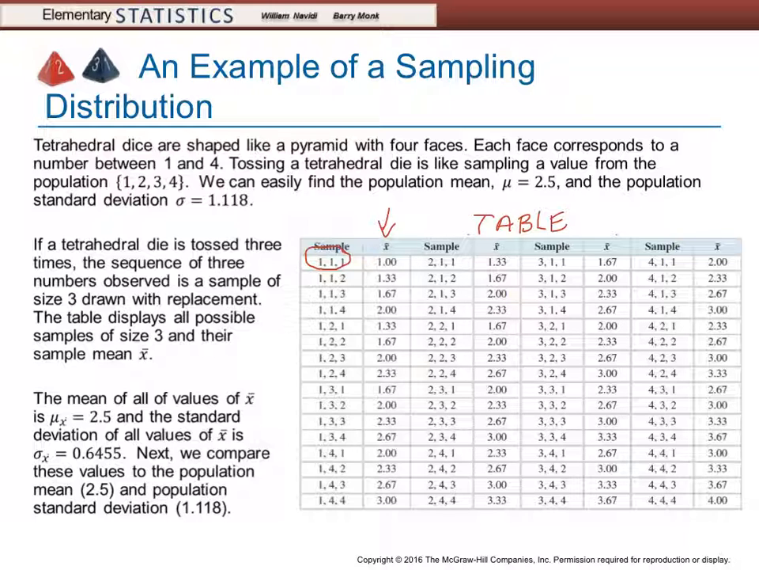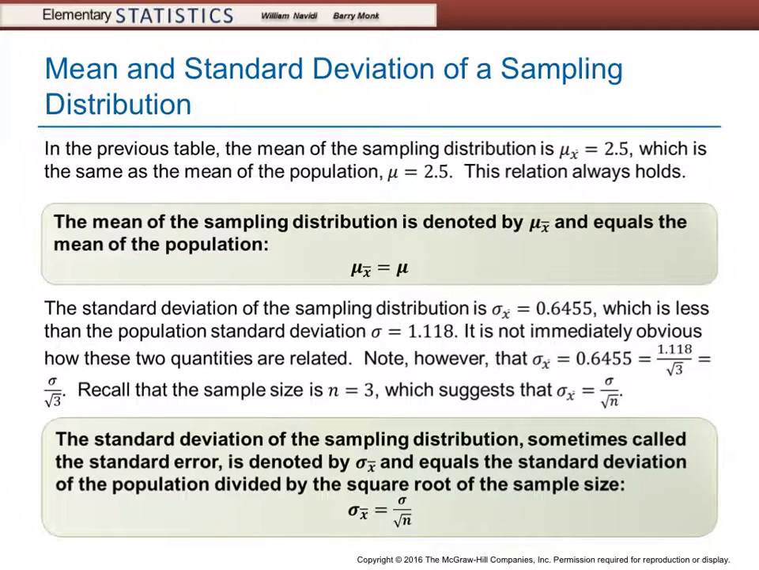The mean value of x bar is mu equals 2.5, and the standard deviation of all values of x bar is sigma x bar, which is 0.6455. Next, we're going to compare these values to the population mean, 2.5, and the population standard deviation of 1.118. So in the previous table, the mean of the sampling distribution is mu x bar, which equals 2.5, which is the same as the mean of the population, mu equals 2.5.